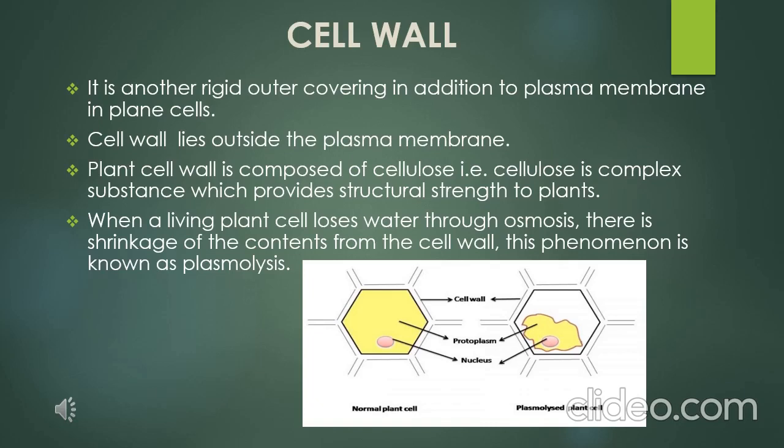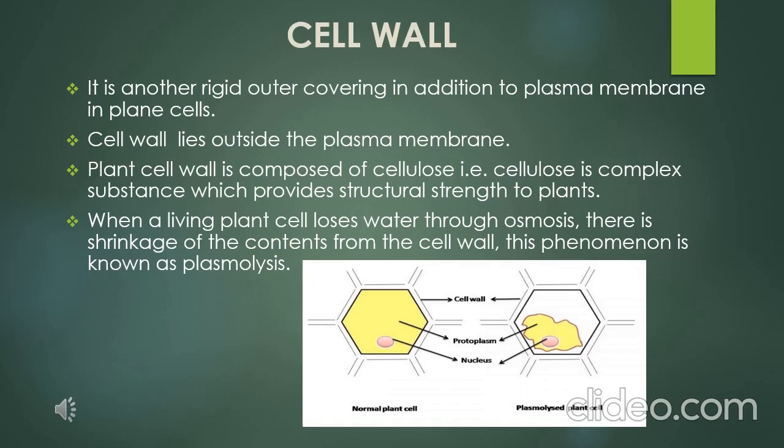Cellulose is a complex substance which provides structural strength to the plants. As compared to animals, plants will need more complex structures, so that's why the cell wall provides them structural strength. When a living plant cell loses water through osmosis, there is shrinkage of the contents from the cell wall. This phenomenon is known as plasmolysis.